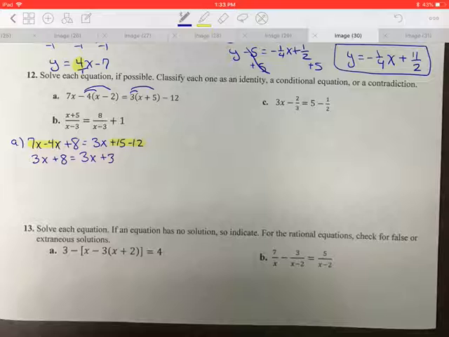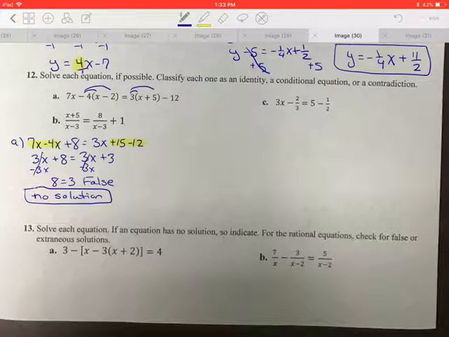Alright, so now I want to try to put all my x's on one side, all my numbers on the other. Notice I have a 3x on both sides, so when I try to put my x's together, they end up canceling off both sides. Alright, so I end up with 8 equals 3, which is clearly a false statement. So when this happens, it means there is no solution.